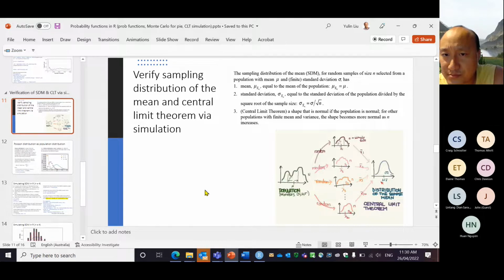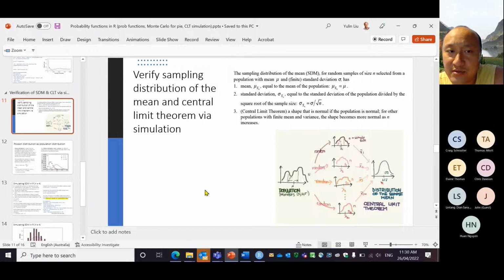If the parent distribution is not normal, with a finite mean and variance, the shape of the SDM, the sampling distribution of the mean, will become very normal if the sample size is large enough. Yeah, so that's the content of the central limit theorem.